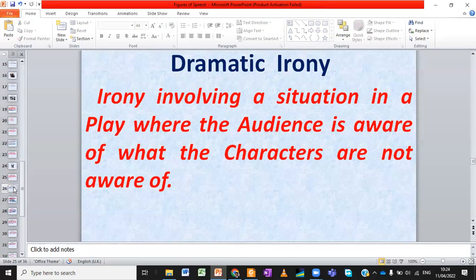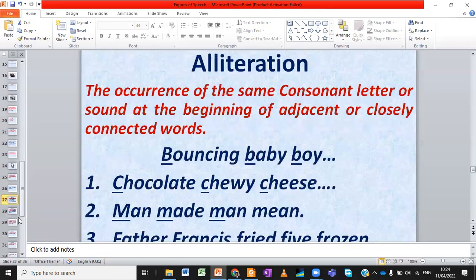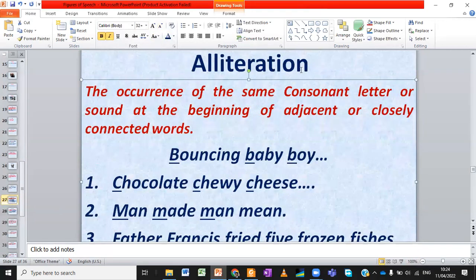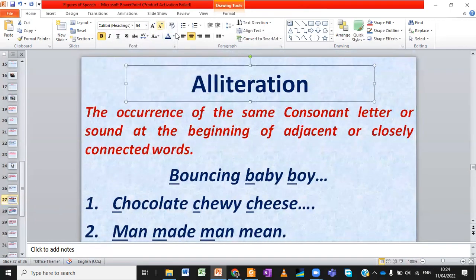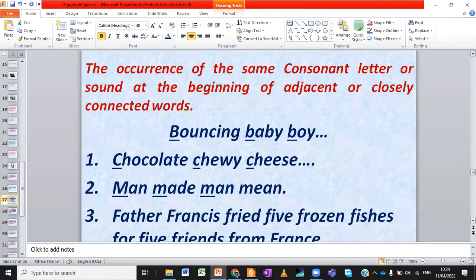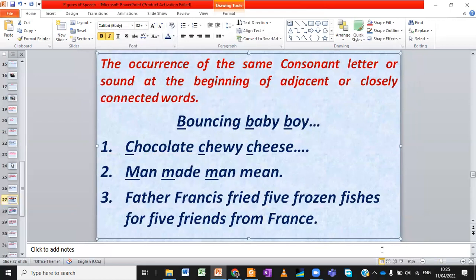You will not use this for, what do they call it? For checkpoint. Good. Alliteration, I've been looking for this. You know what alliteration is, right? Yeah. When there is repetition of the same letter. The same consonant letter. Please note this. The same consonant letter. Okay? Not just the same letter, the same consonant letter.